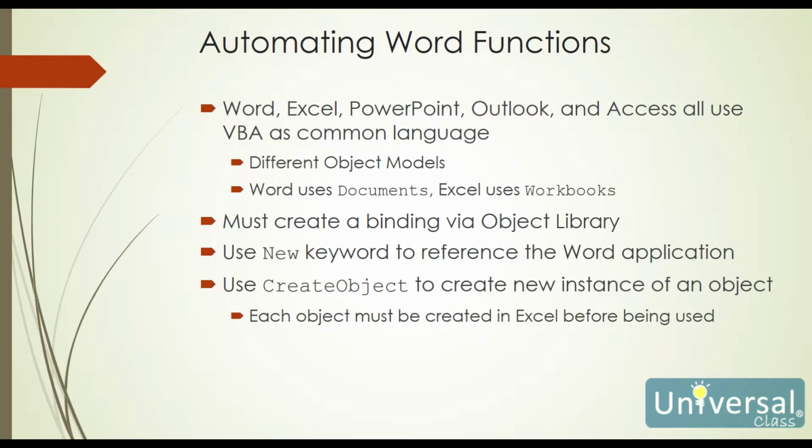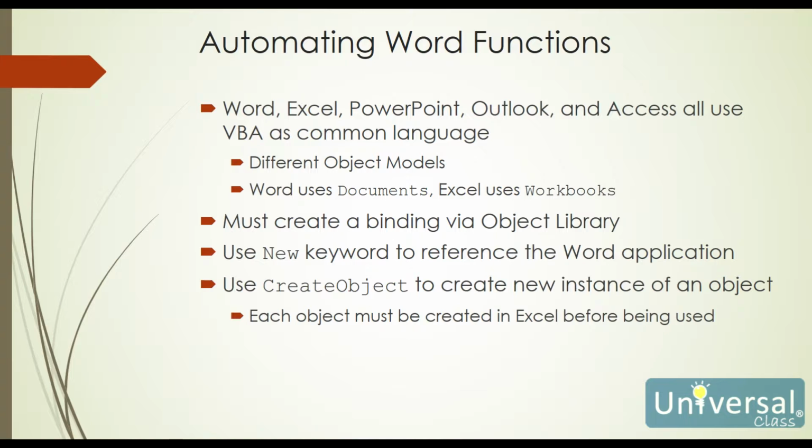Because Word, Excel, PowerPoint, Outlook, and Access all use VBA as a common language, we actually can automate tasks between these systems, but be aware that they all use different object models. And what I mean by that is, for example, in Excel, we talk about workbooks and worksheets. Word uses documents, so we just have to be aware of the object model for whichever system we're using.